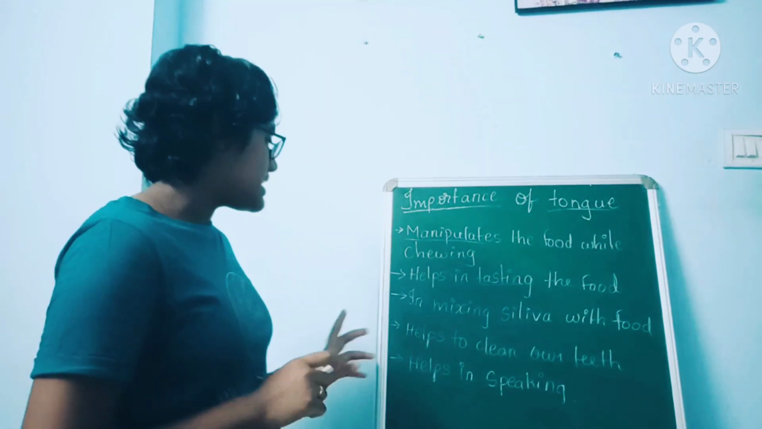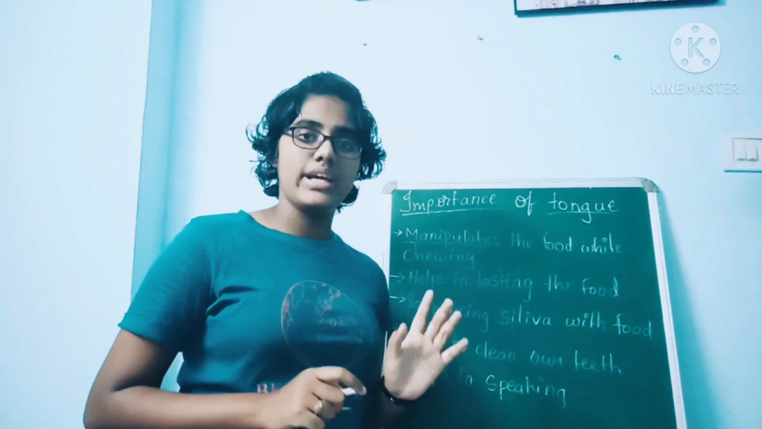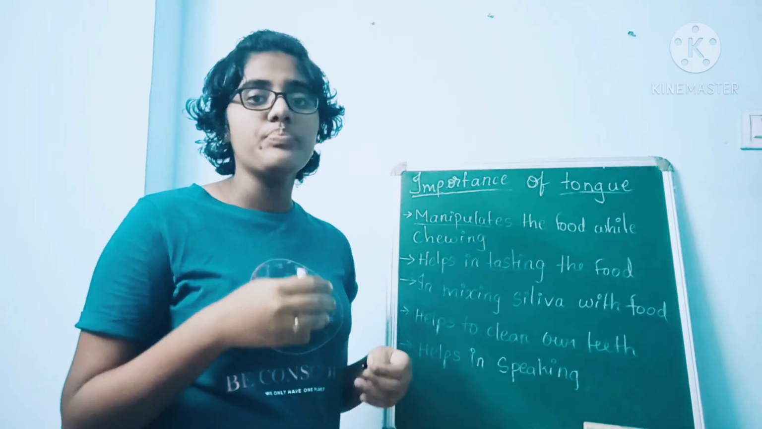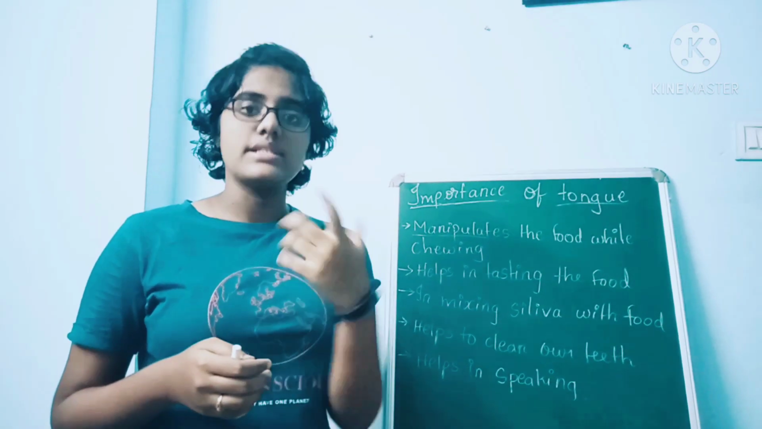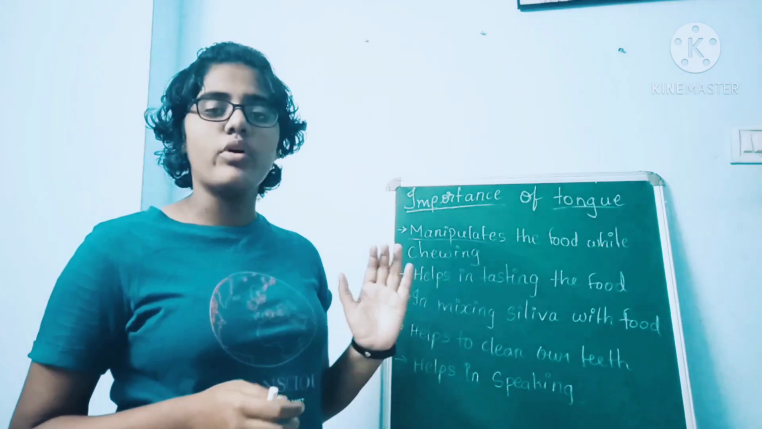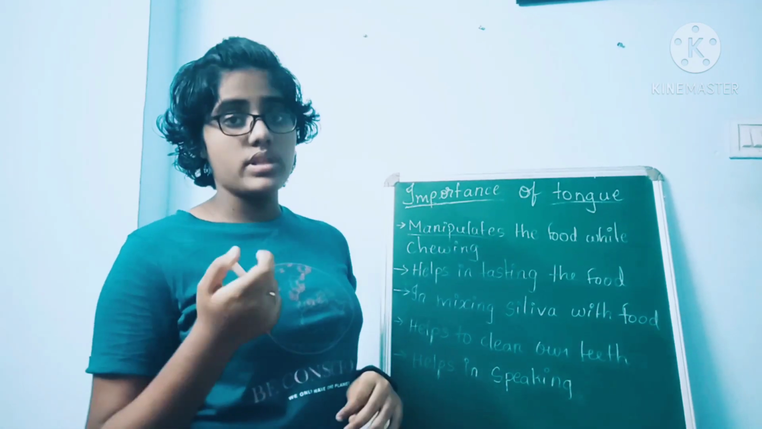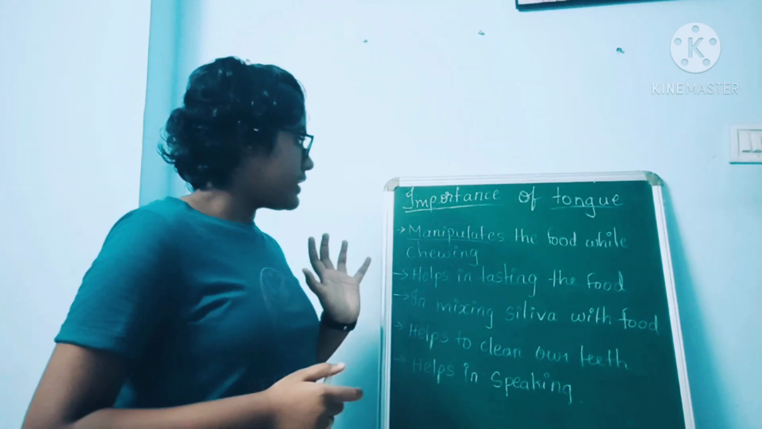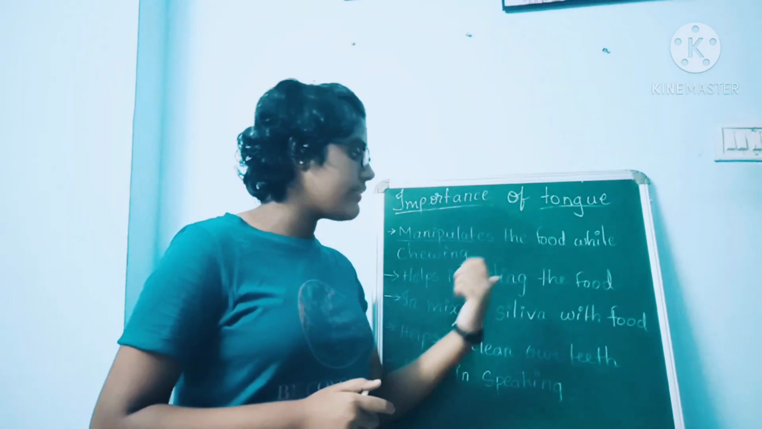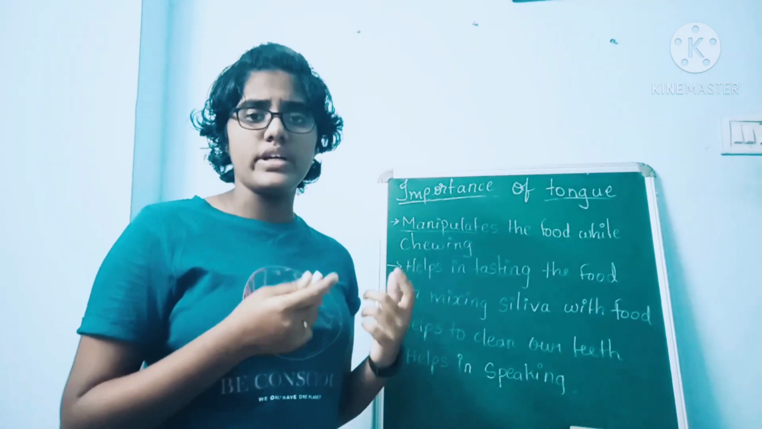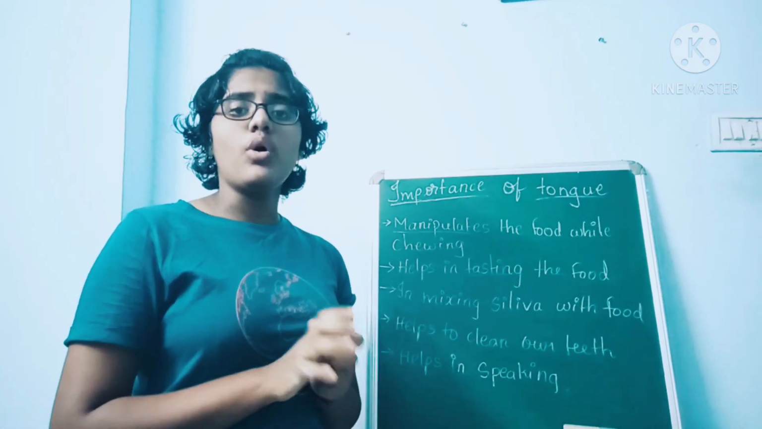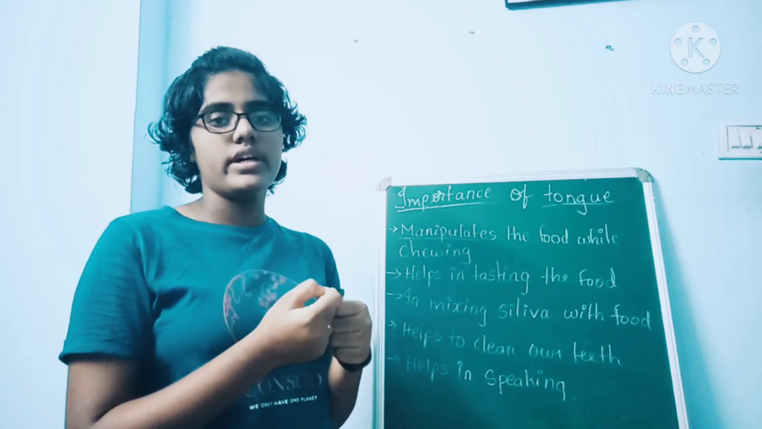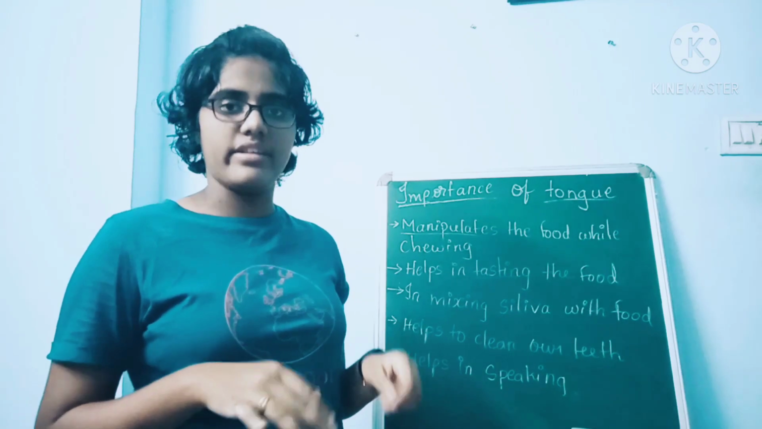Okay. Next is in mixing saliva with food. How will it mix? While chewing, you will get some watery substance that is known as saliva. After the importance of tongue, we are going to deal with the salivary glands. In that I will explain. So this tongue helps in mixing the saliva with food. While chewing the food, we get the watery substance, right? So what will that watery substance do? It will just mix in the food and help us swallow it, right?